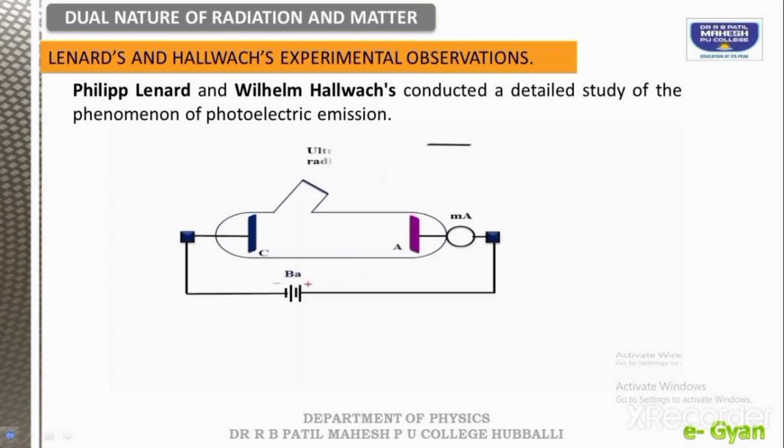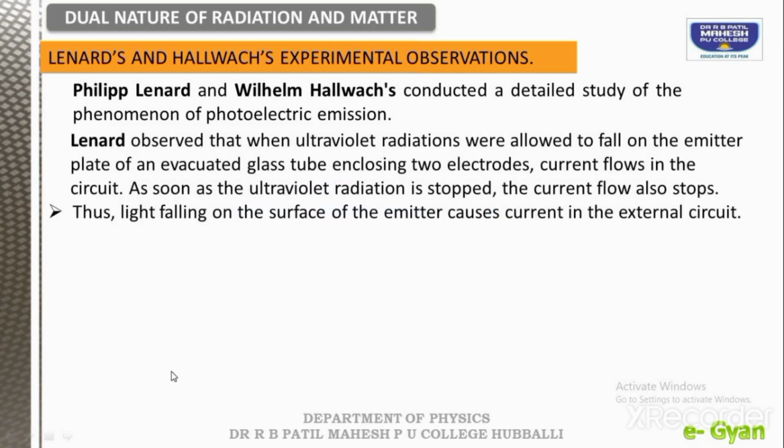Therefore, there will be a current flow. Suppose you block the light, that means no emission of electrons, and even no deflection in the emitter. Thus, light falling on the surface of the emitter causes current in the external circuit. Let us go to another scientist's observation.